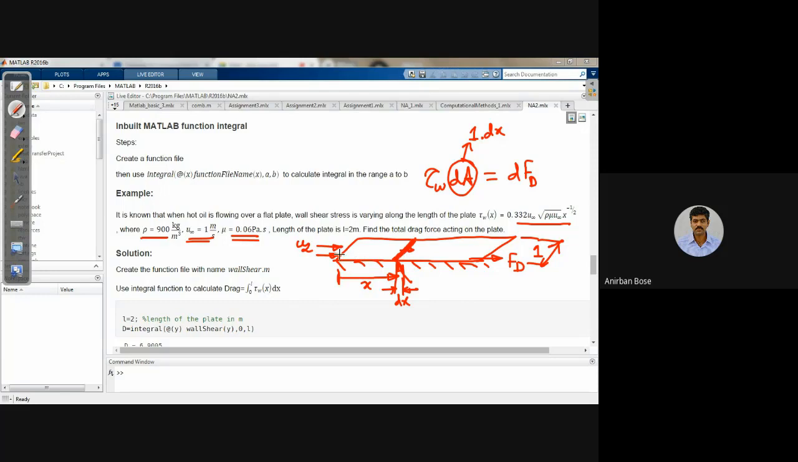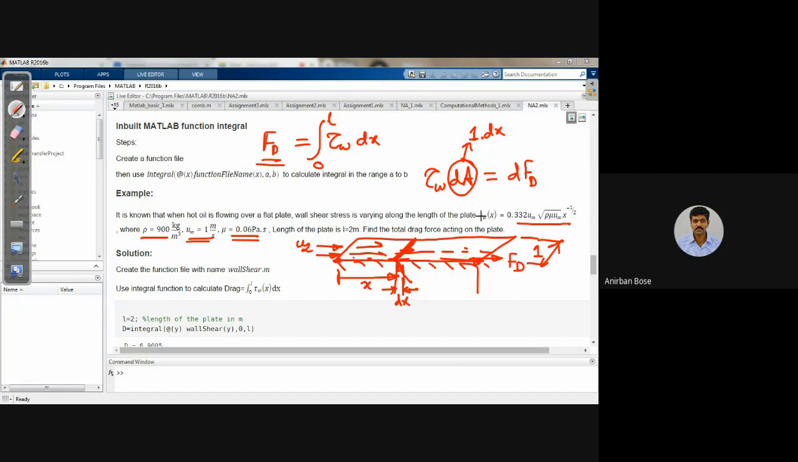Now you have to integrate this from x equal to 0 to x equal to L to find out the total drag force acting over the plate. That value will simply be the integration of tau wall into dx from x equal to 0 to L. So this is the total drag force per unit width, since we have already considered unit width, remember. This is the formula to calculate the drag force it is going to experience.